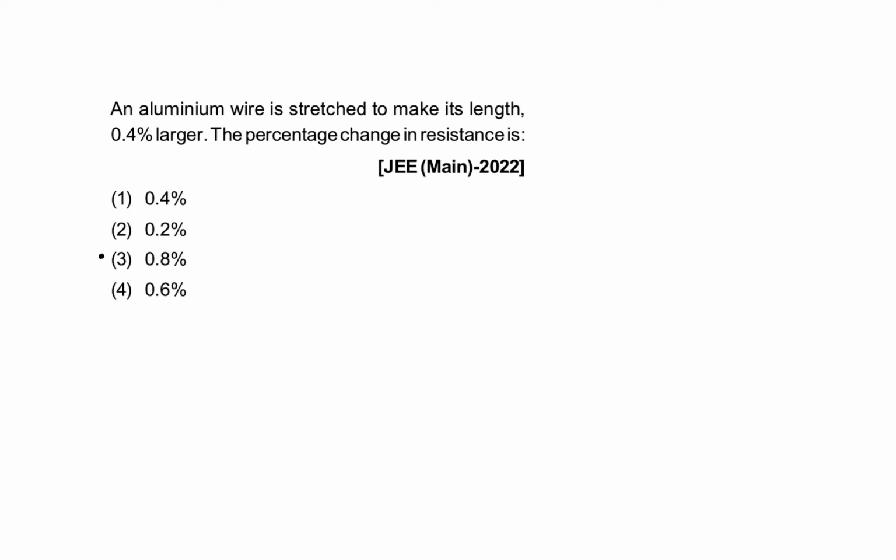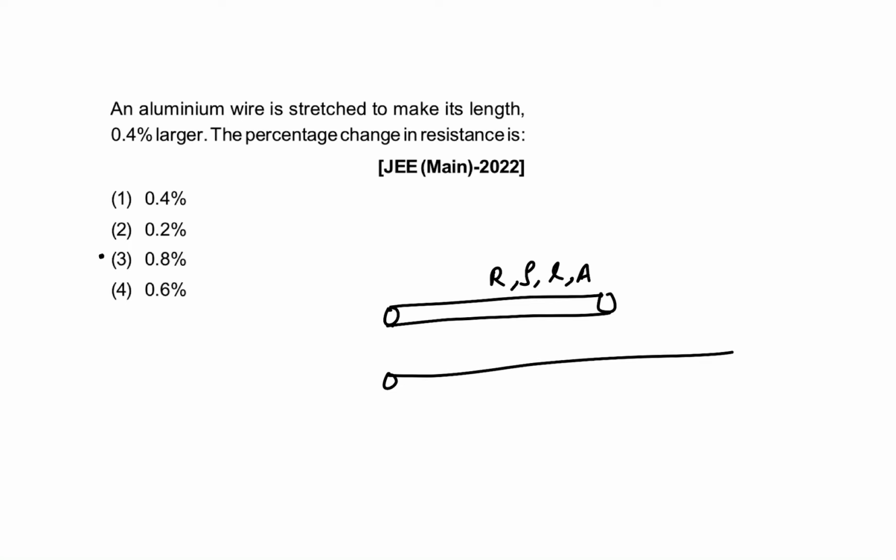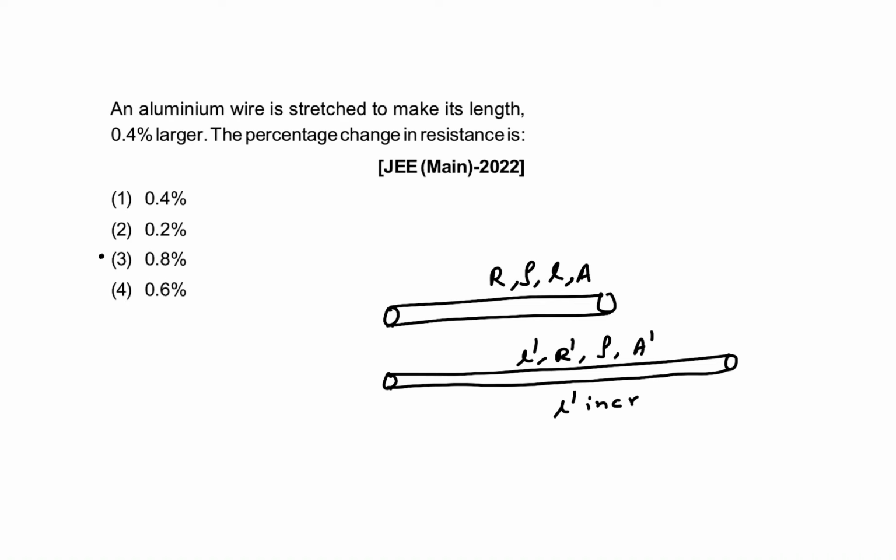Go through this. Next, an aluminum wire is stretched to make its length 0.4 percent larger. The percentage change in resistance is equal to how much? Here also, whenever a wire is taken, let us consider resistance is R, resistivity is rho, length is L, and area is A. If the same wire is stretched, the new length is L dash, the new radius is r dash, rho is the same, and the new area is A dash.